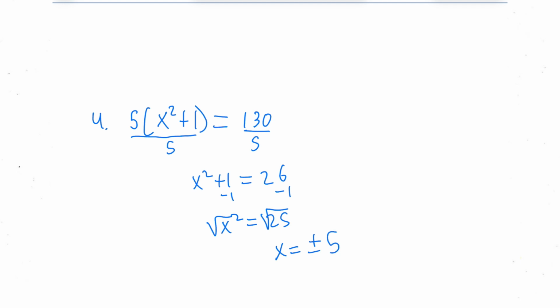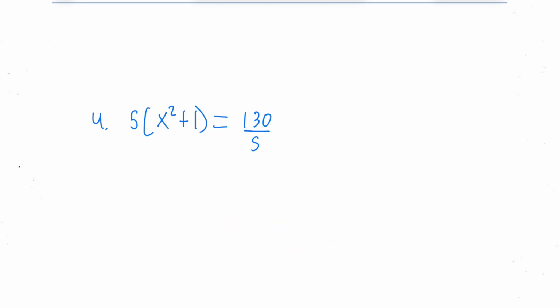But now if we were going to distribute and do the slightly longer method, you'll see that we'll get the same answer. So if we distribute this and distribute this, 5 times x squared is 5x squared. 5 times 1 will give us a positive 5. And that's all equal to 130.